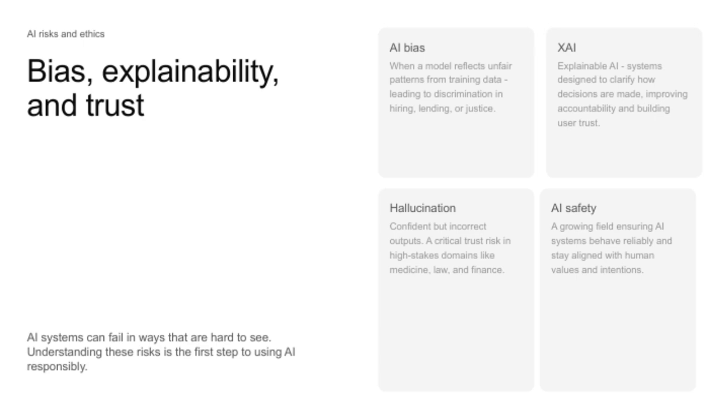All of these points, bias, explainability, and trust, are interconnected. Understanding these risks and the ethical considerations involved is the first step toward using AI responsibly. It's about making sure AI systems serve everyone fairly and reliably, and that we're aware of potential pitfalls as we integrate AI more deeply into our lives.